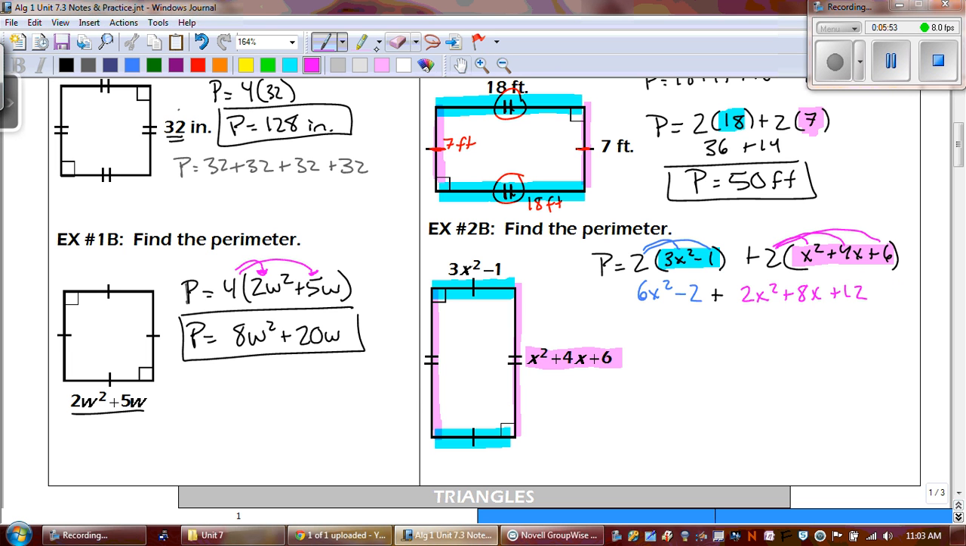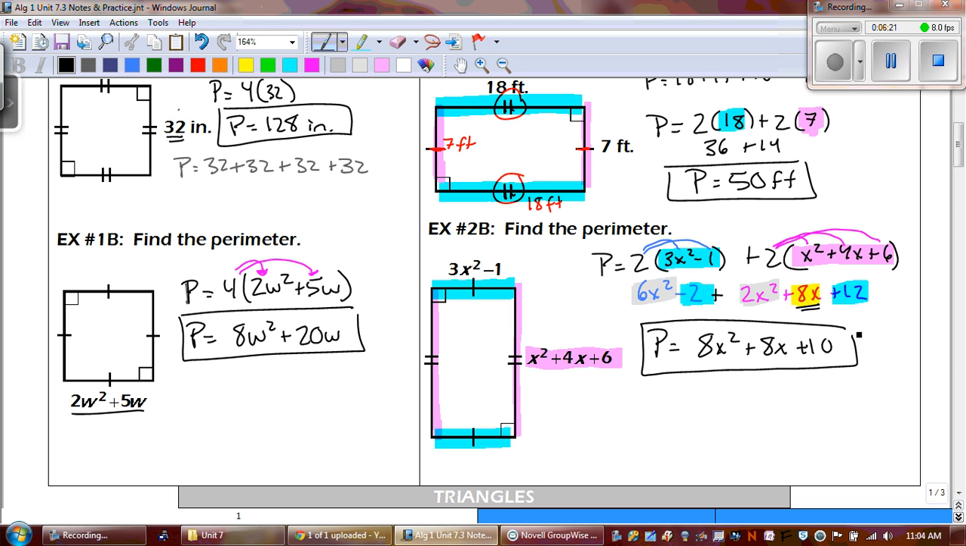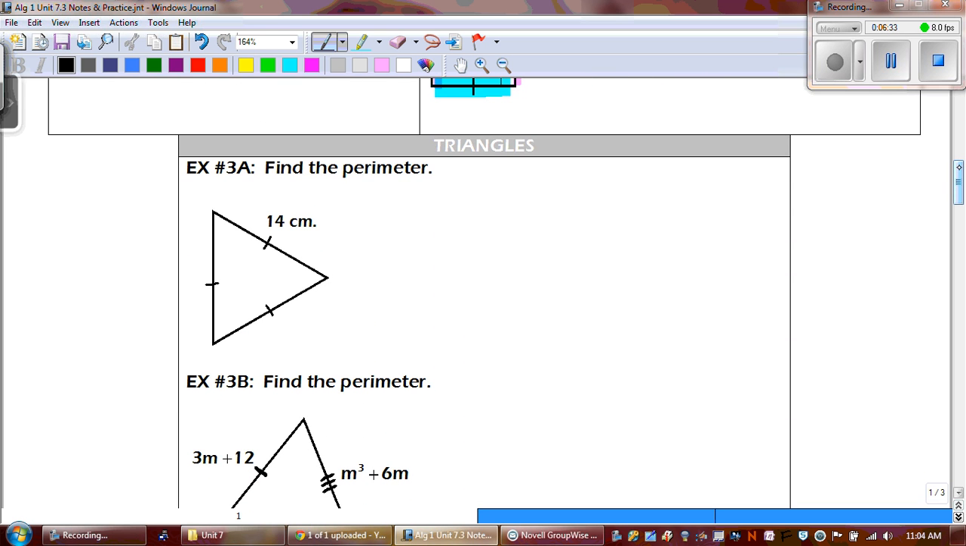Okay, and now let's combine like terms. 6x squared and 2x squared are the same. So we get 8x squared plus the 8x did not have a partner. And then our other ones are the minus 2 plus 12. Minus 2 plus 12 gives us positive 10. So there we go. 8x squared plus 8x plus 10. And since we don't know what x is, that's as far as we can go. Okay?